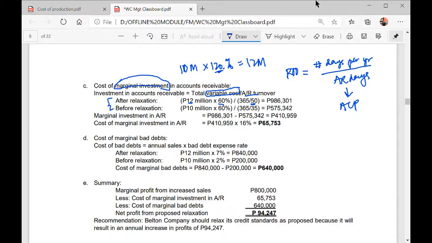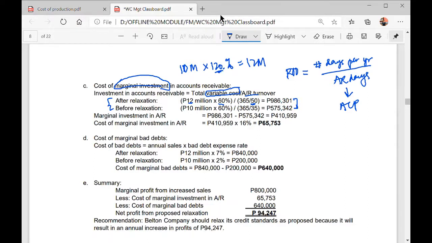Next, we have to compare that with the old policy. The old policy states here 35 days. So therefore, it's the same formula: 10 million times 60% over 365 over 35. Computing that, you will get 575,342. Now, the before and after are not the same, right?